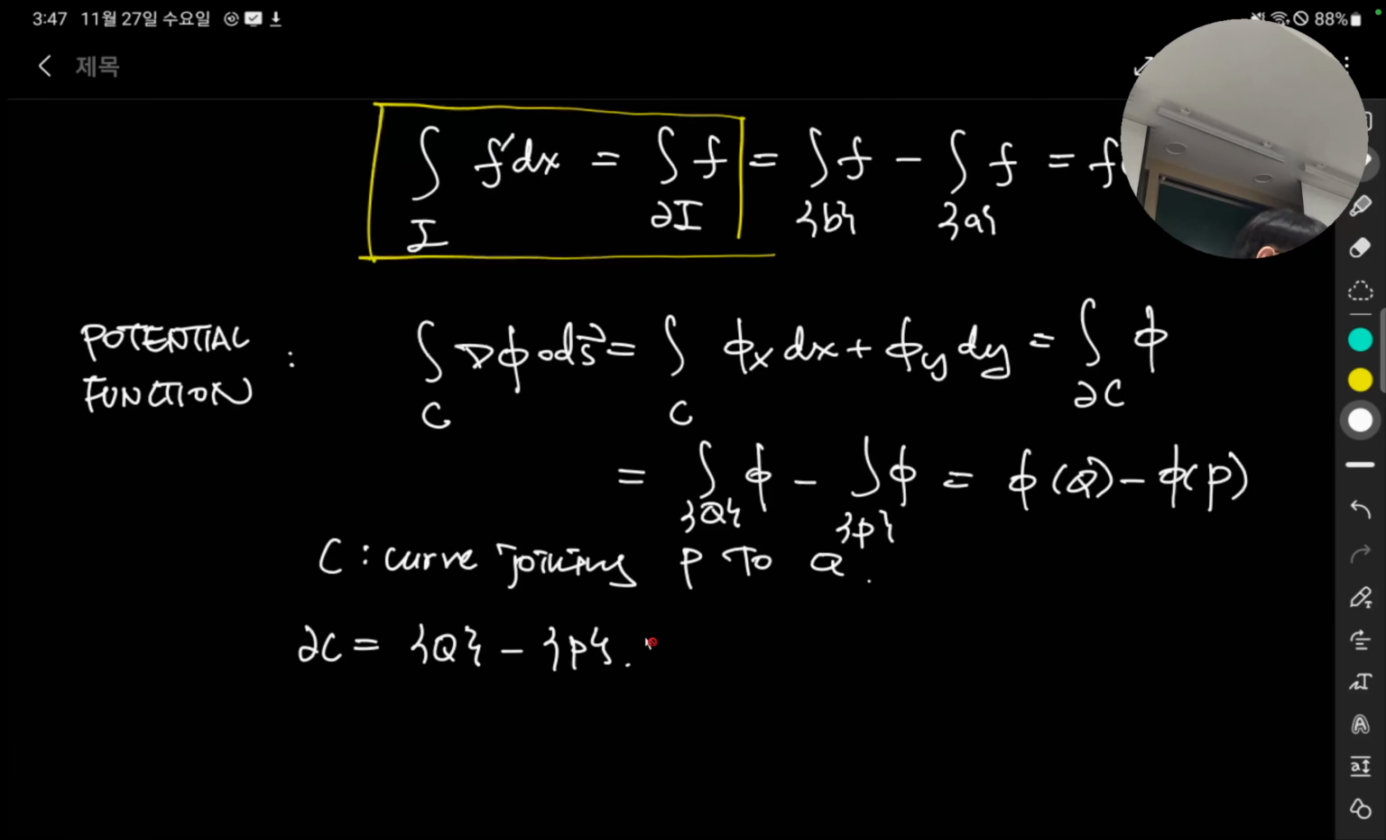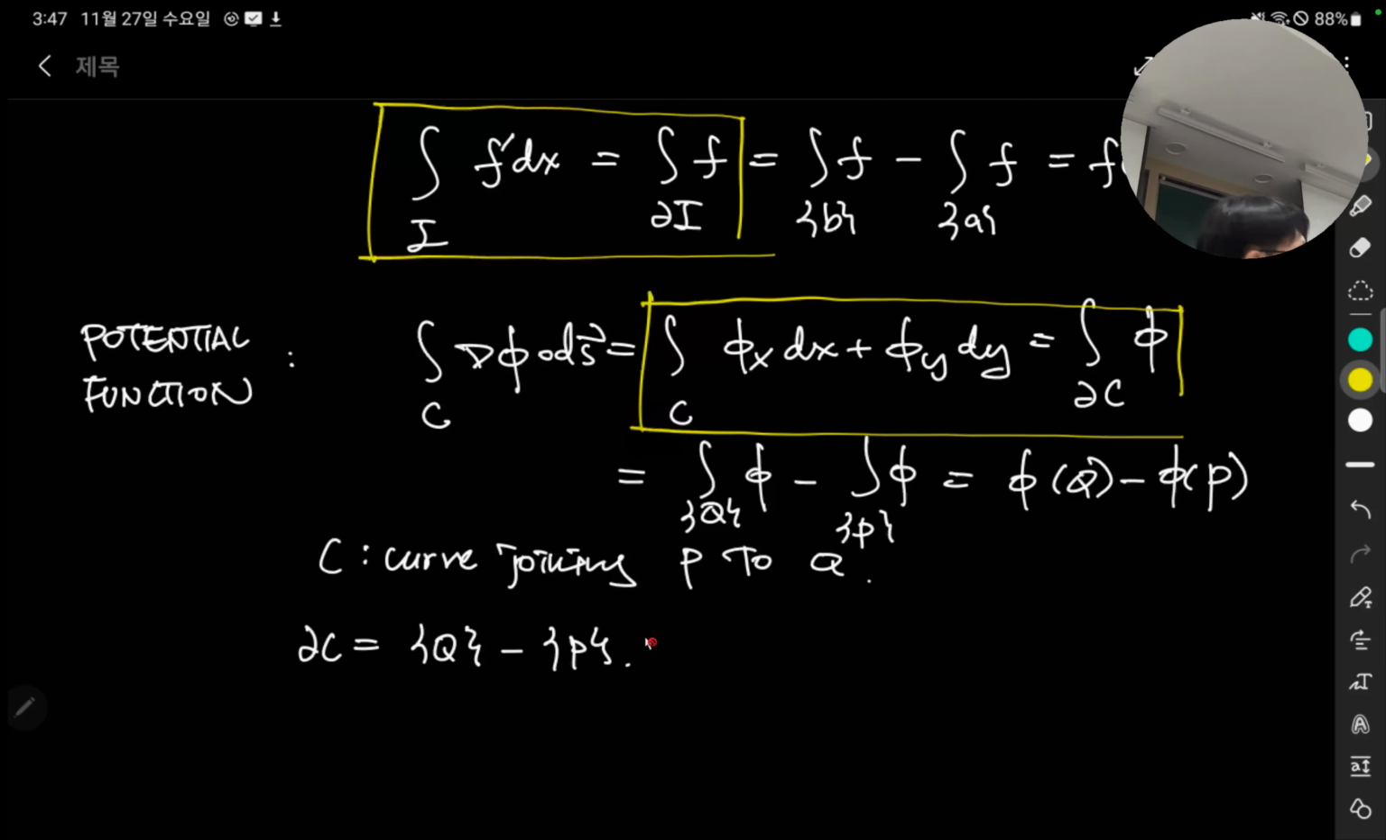So what you have to remember is this identity here. So the integration of the potential function can be described in this notation. Okay?